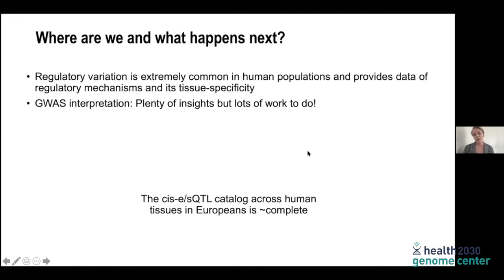And altogether, I think we can basically say that the cis eQTL or splicing QTL catalog across human tissues in Europeans is pretty much complete. We don't have every single tissue, but we actually do cover a lot of the ground here. You could dig deeper, but this is a very, very comprehensive resource right now. But there are still many further questions that we need to analyze using different approaches.